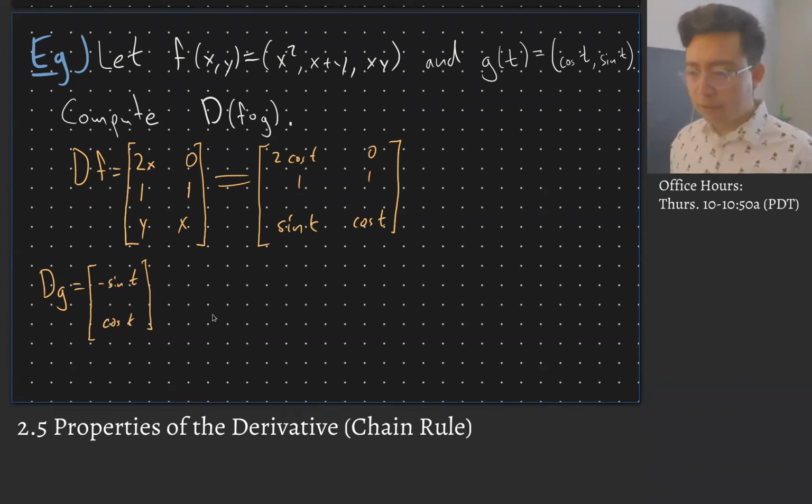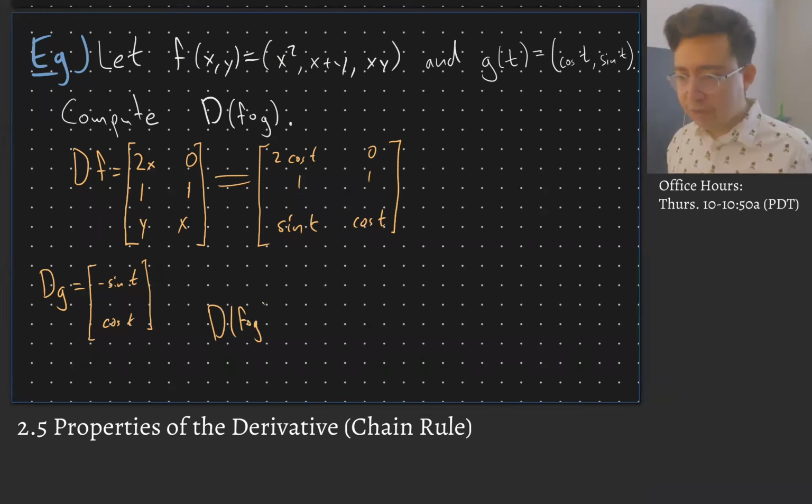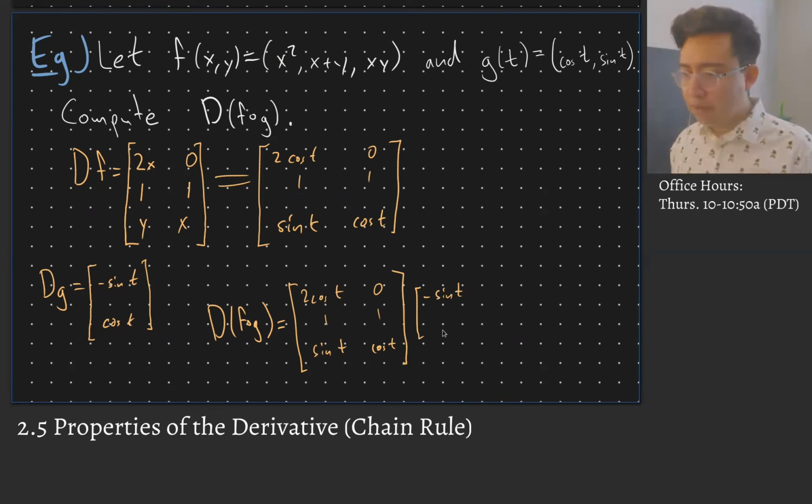So by the chain rule here, df of g is going to be the product of these two matrices. So it's going to be 2 cosine of t times 0, 1, 1, sine of t, cosine of t, times negative sine of t, cosine of t.